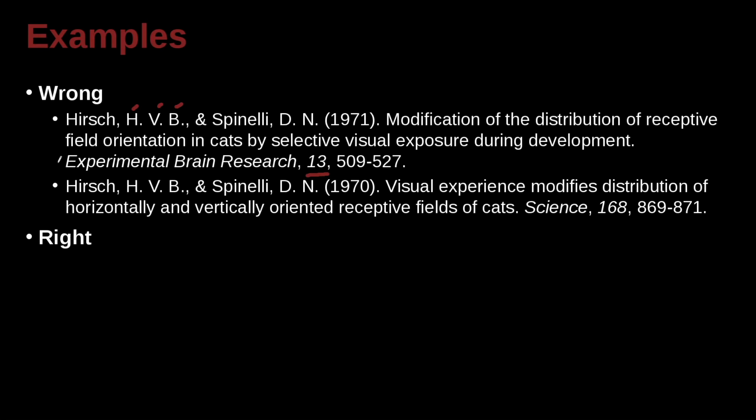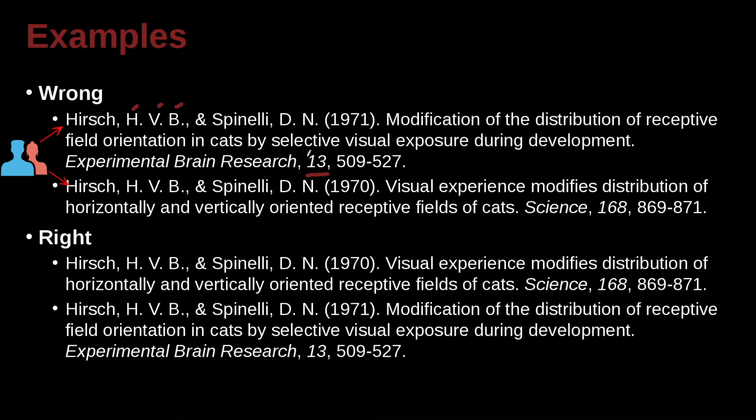So we've got 2 here, and we've run into this special problem of, look at that, we've got the exact same names in different entries. Hirsch, H.V.B., even though it's complicated, Spinelli, D.N. So we have a case of 2 different papers, but by the exact same authors, even though it's multiple authors. Now, how do we order this in our list? Well, we first go by the names, and when we run out of names, we go by the next bit of information, which is the date. So 1970 is before 71. So that's how we do it.